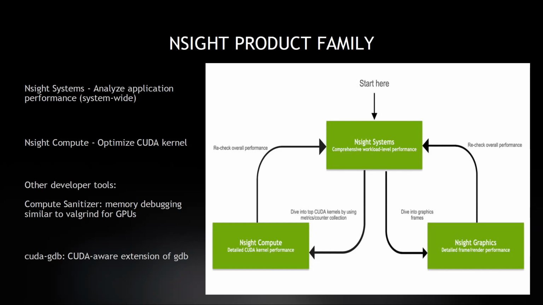And then once you've used Nsight Systems to profile the workload and done some refactoring, you're now at the point where the majority of your workload is represented as actual GPU kernels, which are just the compute constructs on GPUs. Then you would dive into Nsight Compute. Nsight Compute allows you to optimize specific CUDA kernels.